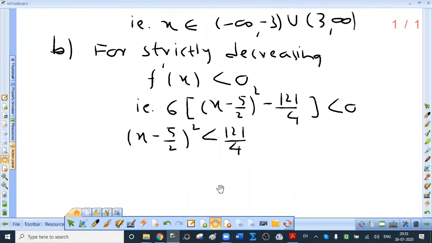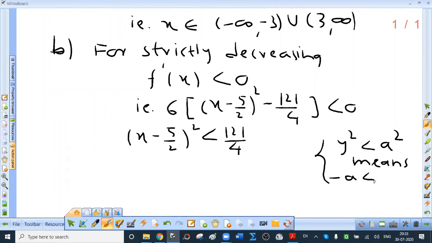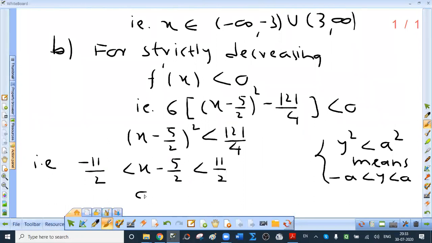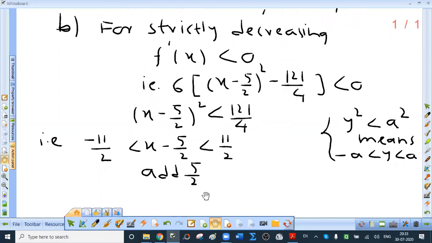Now tell me how to solve this inequation. I will again write here: y square less than a square means minus a less than y less than a. So I will say that is minus 11 by 2 less than x minus 5 by 2 less than 11 by 2. Add 5 by 2 to both, in fact, to all the three.